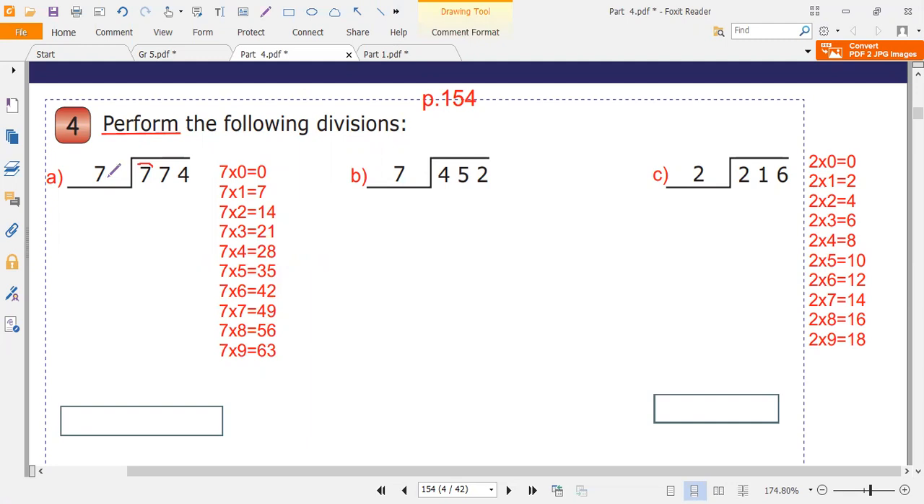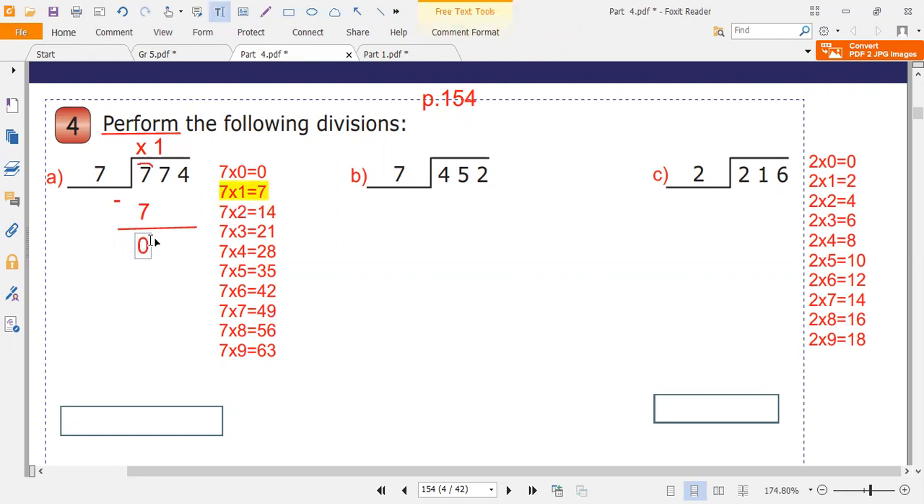First step, we have to divide. Look here. 7 times what equals 7? It is 7 times 1. So the answer is 1. When we write the answer, we write it up in the quotient. So we write 1. Then the second step, we multiply 1 by 7 equals 7. Now we subtract 7 minus 7, 0.